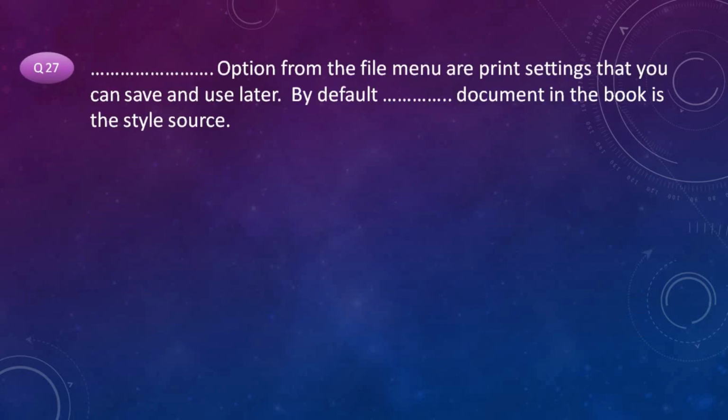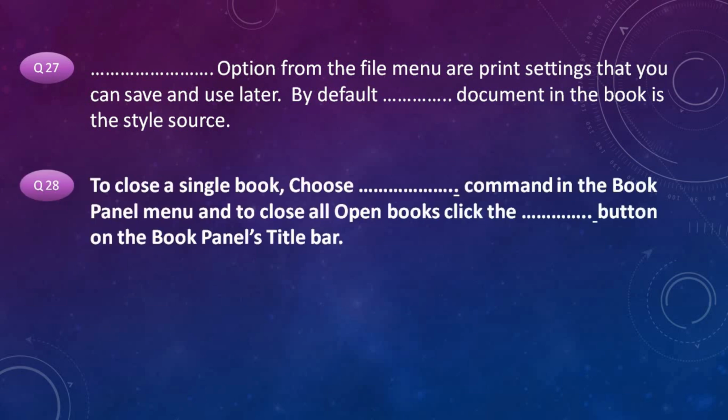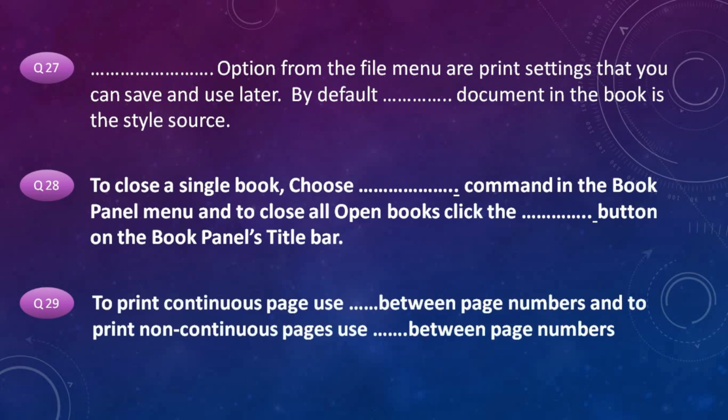The next set of questions. Dash option from the file menu are print settings that you can save and use later. By default, dash document in the book is the style source. To close a single book, choose dash command in the book panel menu, and to close all books, click the dash button on the book panel's title bar. To print continuous page, use dash between page numbers, and to print non-continuous page, use dash between page numbers.